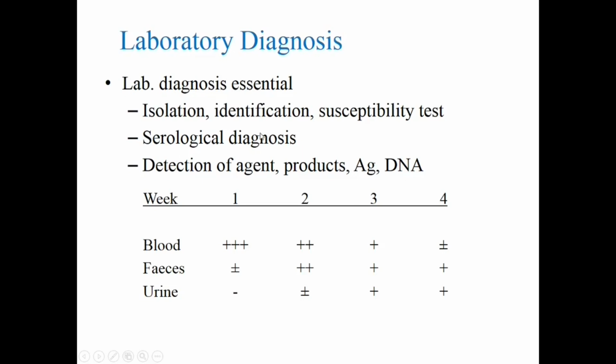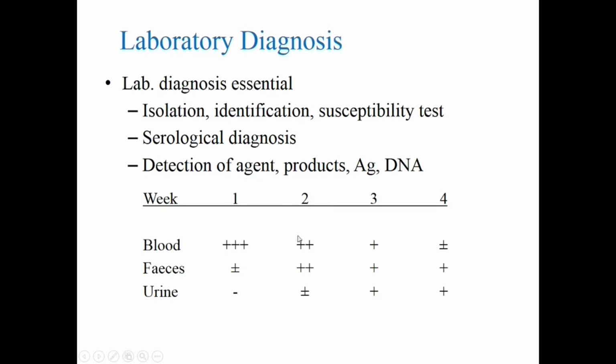Then, in general, you can either detect the agent, that is the organism, or you can detect the products, that is the antigens or the antibody, or you can look directly for the DNA. So this is a rough chart which is there everywhere. In the first week, if you culture, the most sensitive sample would be blood. I'm adding to it bone marrow. Bone marrow is still the best. In the first week, the chances of recovering the organism are maximum from the blood.